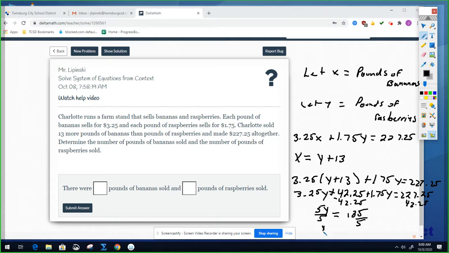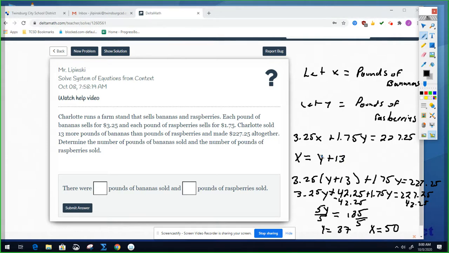So this is telling me that I'm going to have 37 pounds of raspberries, because that's what I let y equal. And then x would equal, I got this equation right here, y plus 13, so 37 plus 13 is 50. So I would have 50 pounds of bananas and 37 pounds of raspberries. Again, the key is establishing what x is equal to and what y is equal to, and then being able to set up your two equations.